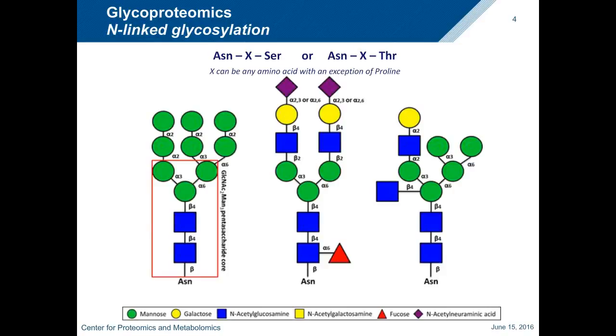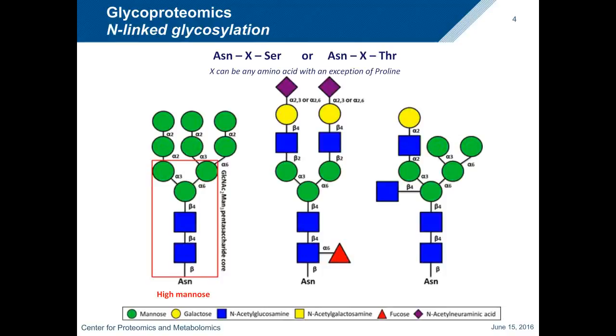They all share the same common core attached to the asparagine. So we have the 2 blue squares followed by the 3 green circles, and these are the cores to build our glycans. But the first type has only the green circles on top, and those are the mannoses. So we like to call them high mannose types.